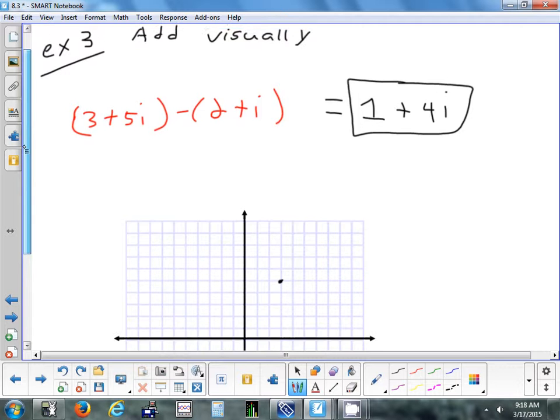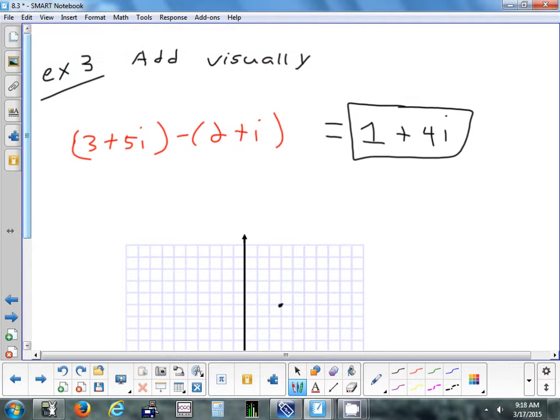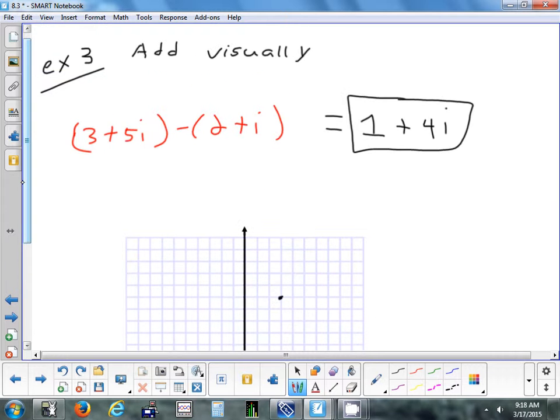And then we're going to go right 2. Or you know what? It might be easier to distribute that negative first. Think of it like this. 3 plus 5i, that's fine. But think of it as this one, plus negative 2 minus i. Right, so here's your two numbers you're adding. Any question on the distributive property there?